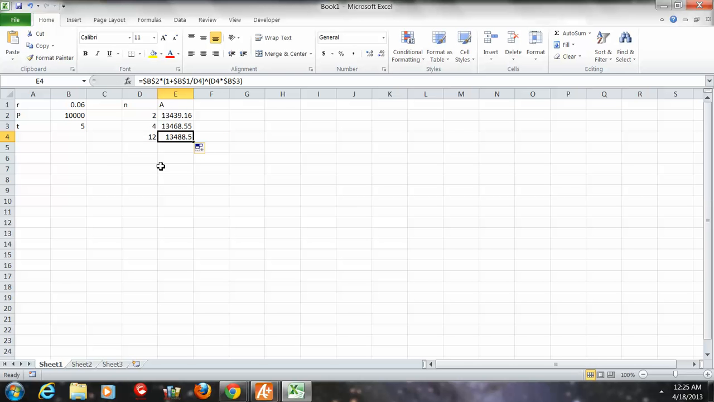So the values are 13,469 for the first one, 13,468 for the second one, and $13,488.50 for the third one. So compounding 12 times per year is the best, according to these. Now we're going to go on, and we're going to do the continuous compounding.